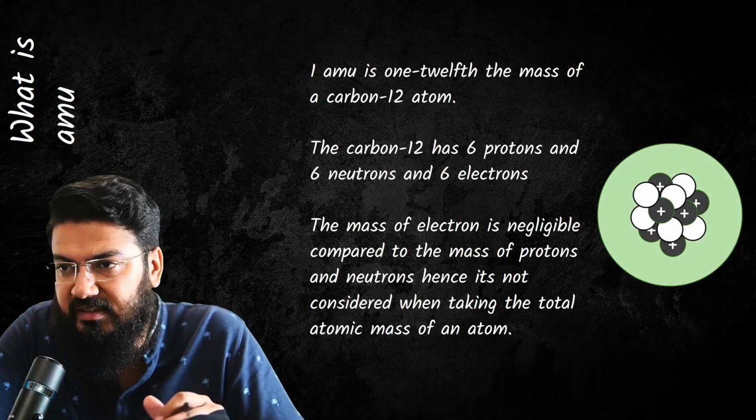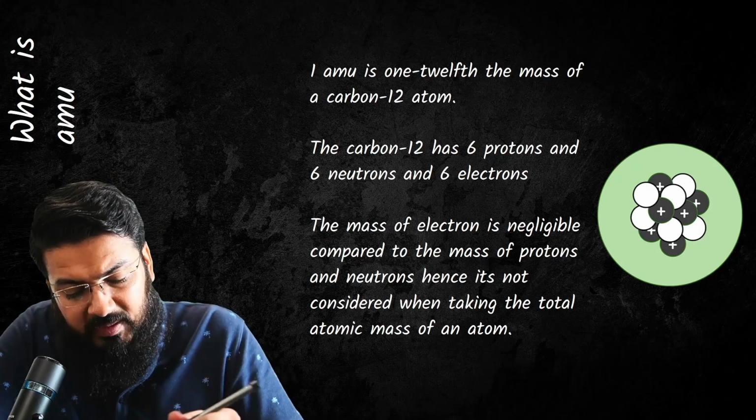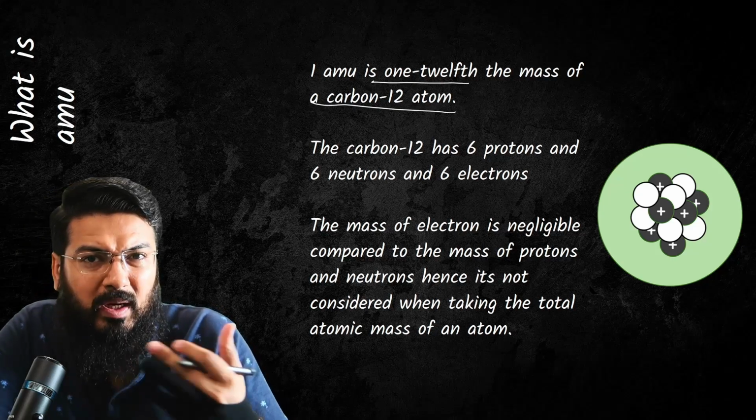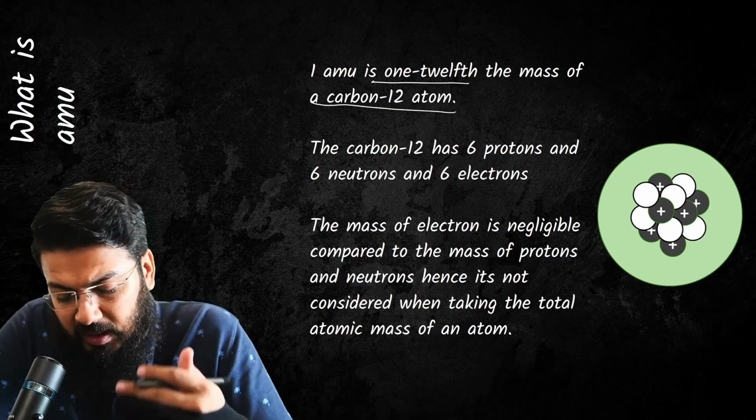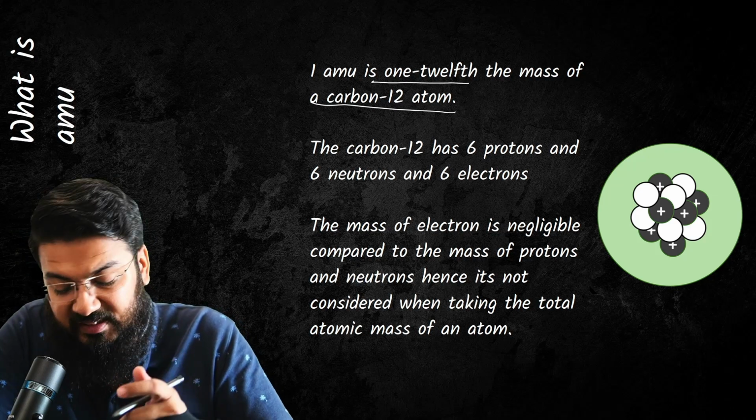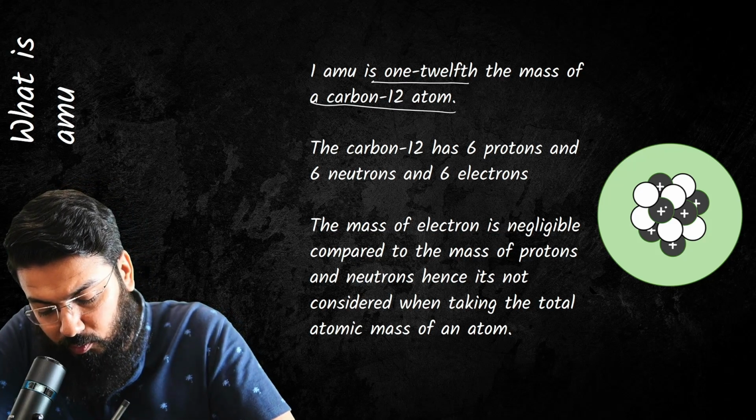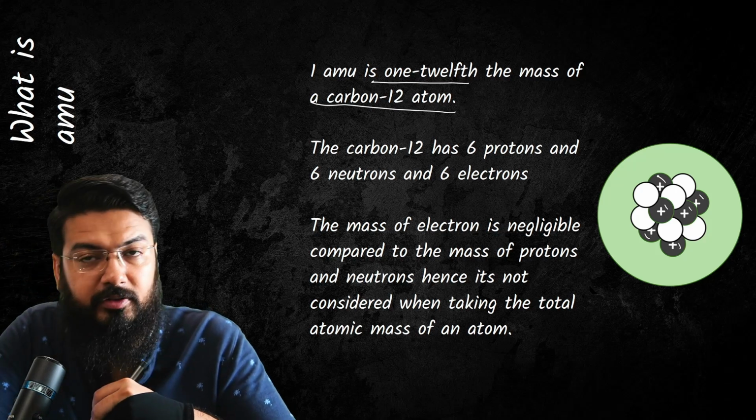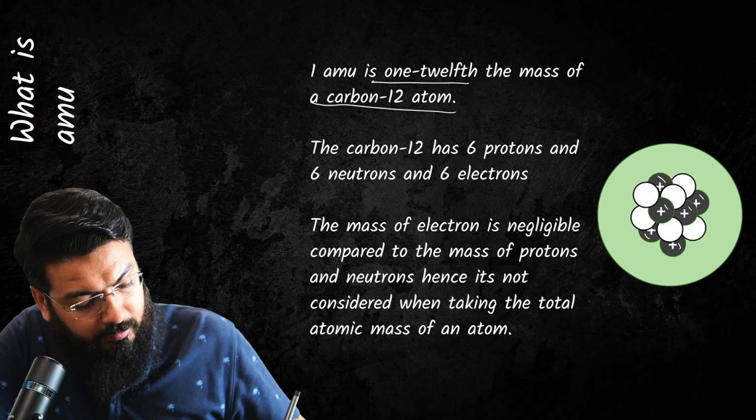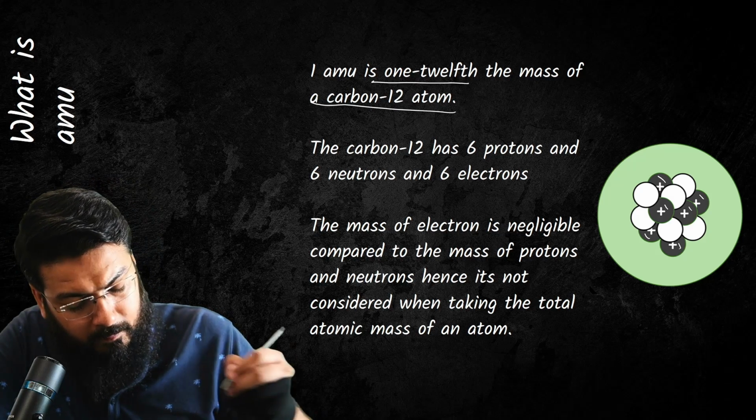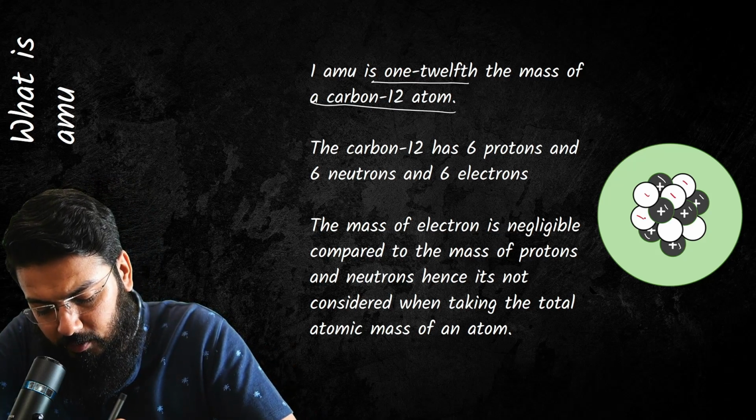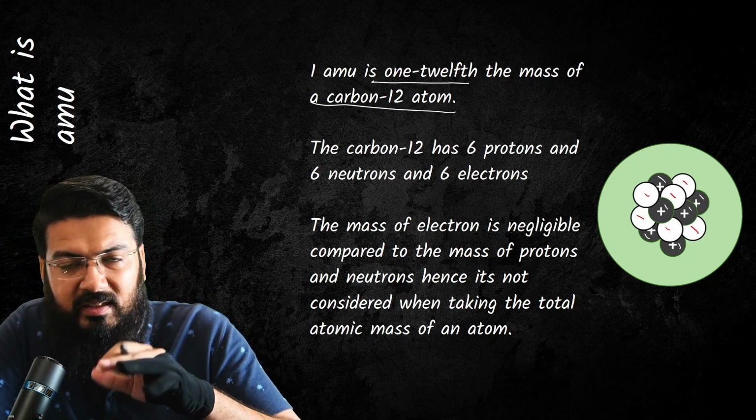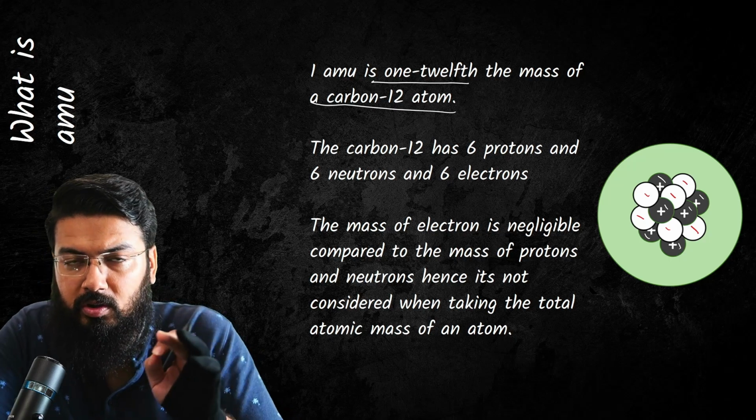Now, what is an atomic mass unit? An atomic mass unit is 1/12 the mass of a carbon 12 atom. Why are we considering the carbon 12 atom? Because it has exactly 6 protons: 1, 2, 3, 4, 5, and 6. And then you've got exactly 1, 2, 3, 4, 5, and 6 neutrons. So if we divide it by 12, you get the mass of a single proton or a neutron.